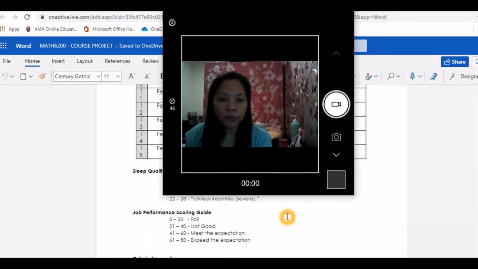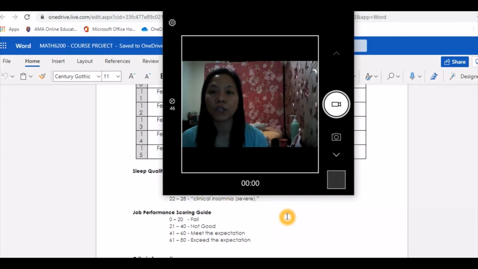With this, we were also given a scoring guide for job performance. From 0 to 20, it is a fail. 21 to 40, not good. 41 to 60, meets the expectation. And 61 to 80 means they have exceeded the expectation, or excellent.